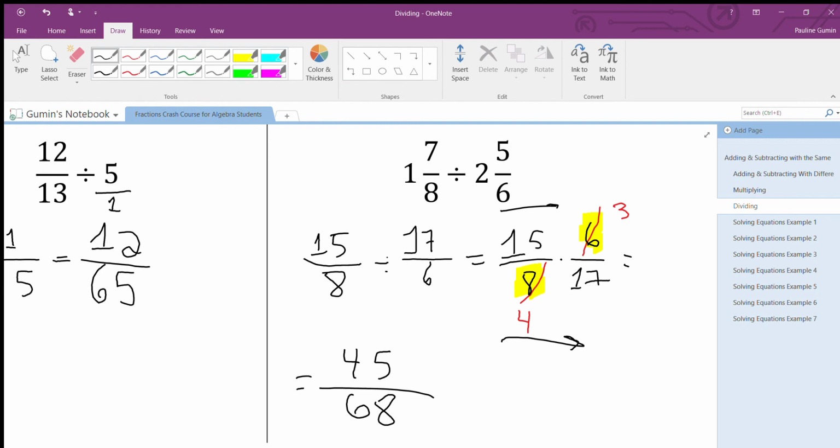So, this is the end of the first part of our little crash course of fractions. Part 2 will be about solving equations, and I'll give you several methods of doing those as well.